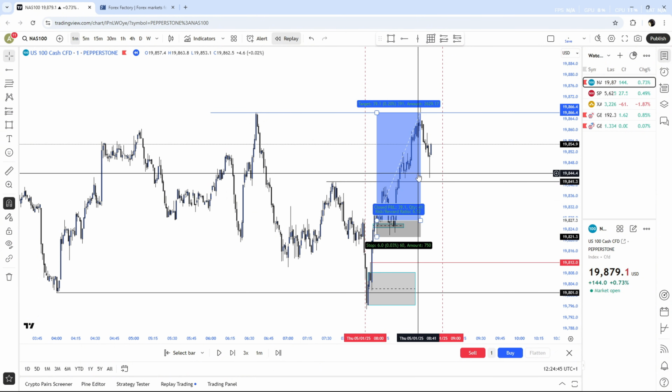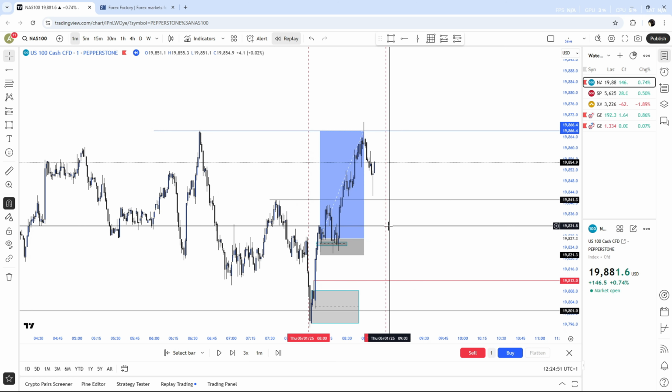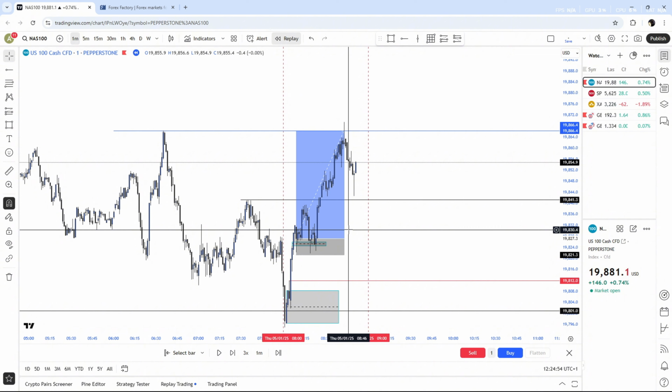Probably, well, I was gonna say my best trade so far on Nasdaq, but the one yesterday we lost anyway. And yeah, that's the strategy that I'll be using. Took a very good win today.